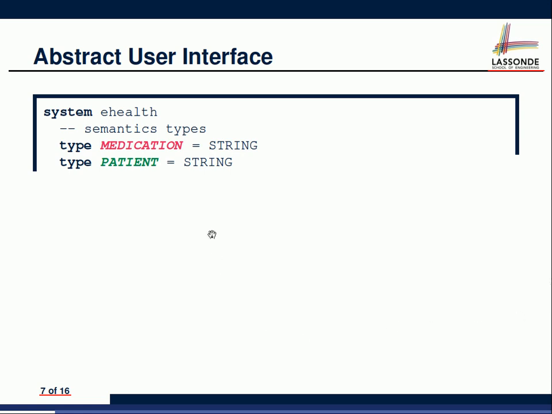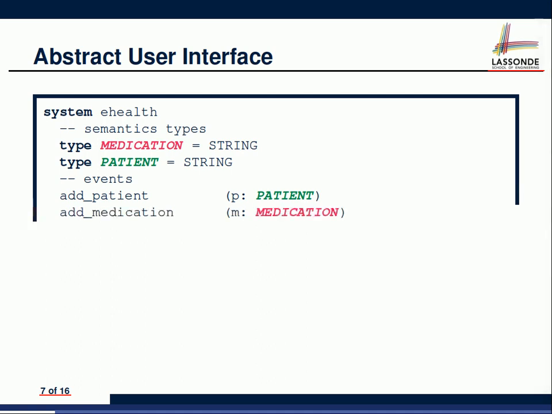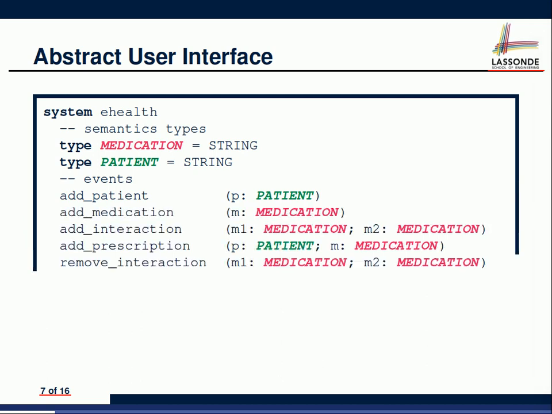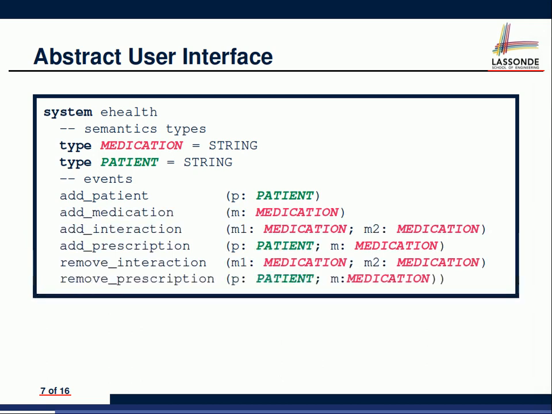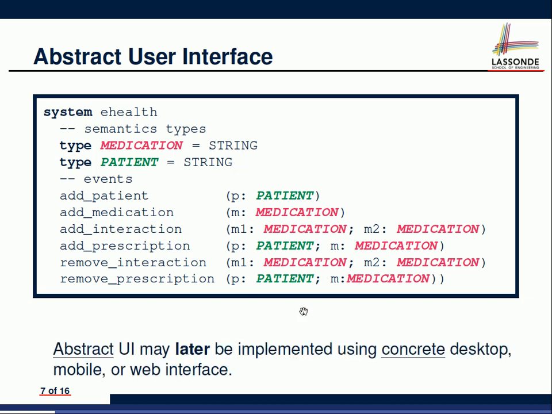So we say that medication is synonymous with a string, and patient is synonymous with a string. Just give a name. You can make it more complicated for your needs. And then we've got different events or state updates: add patient, add medication, add interaction, add prescription, remove interaction, and remove prescription as well. So you've got different events over here. As I said before, at the moment this is very abstract. We are not really showing any radio buttons or any concrete GUI components.